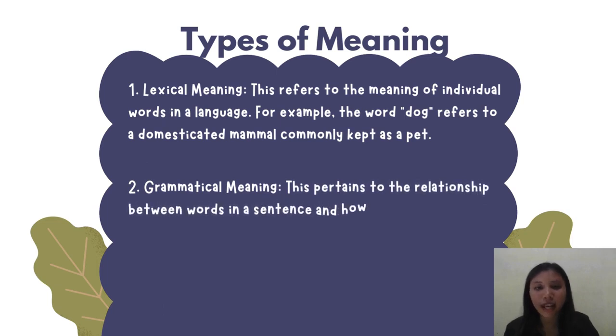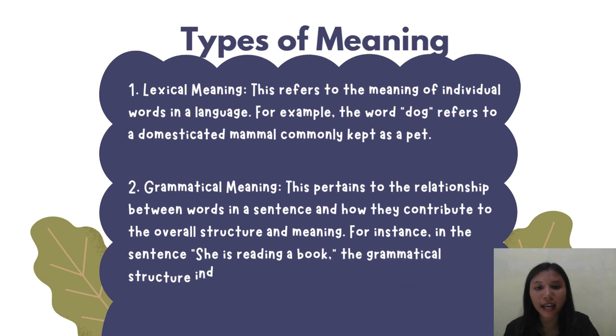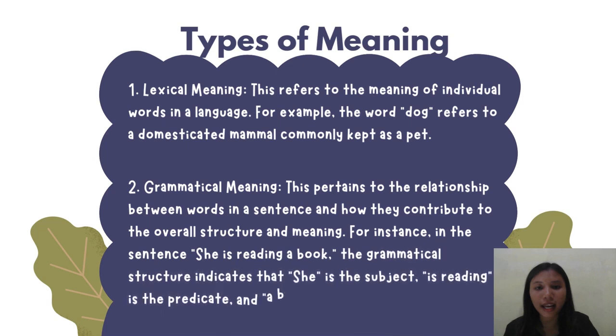And then the second, grammatical meaning. This pertains to the relationship between words in a sentence and how they contribute to the overall structure and meaning. For instance, the sentence, "She is reading a book." The grammatical structure indicates that she is the subject, is reading is the predicate, and a book is the object.